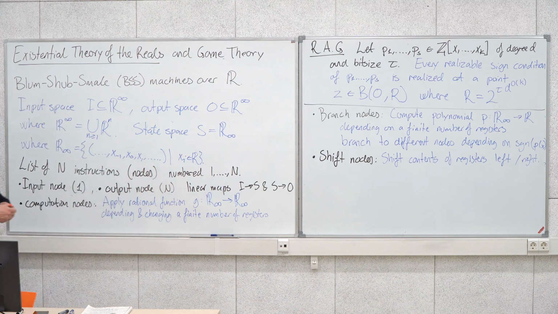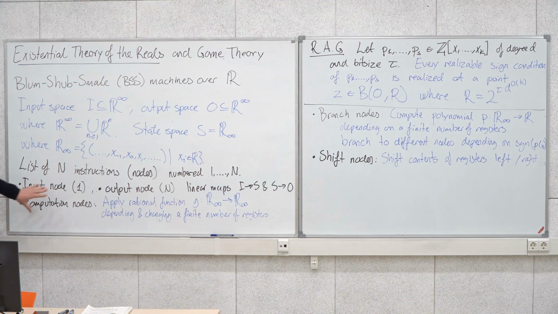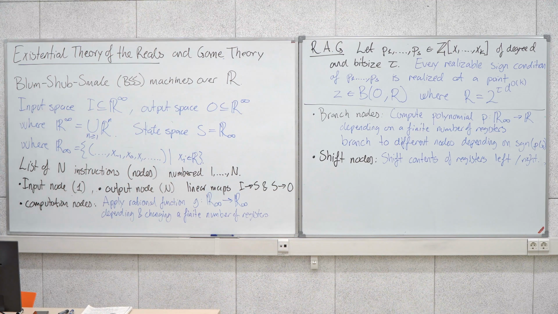Maybe I'll make one short remark, is that in computation nodes, here we are allowed to have rational functions, so ratios between polynomials, changing multiple registers. This is just for convenience if you actually want to write down a concrete algorithm, but if you just want to study the model, you could, without loss of generality, assume that you just do very simple operations only involving, let's say, reading two registers, applying an operation, and writing to a third register.